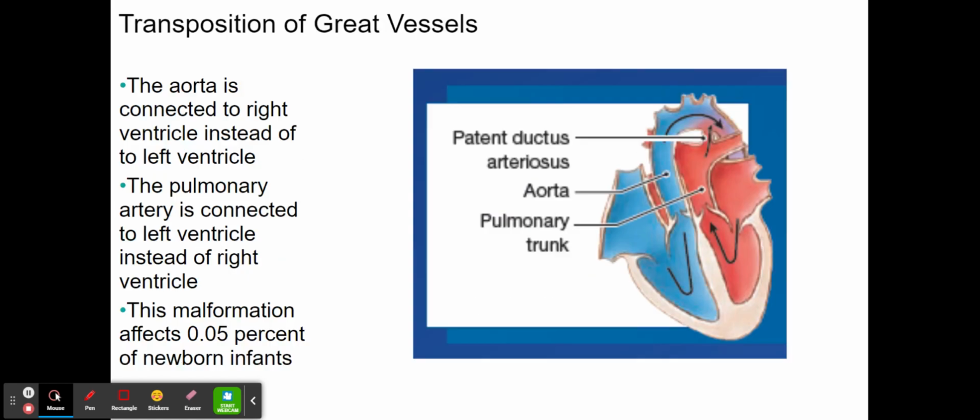In the transposition of the great vessels, the aorta is connected to the right ventricle instead of to the left ventricle, and the pulmonary artery is connected to the left ventricle instead of the right ventricle. This malformation affects about 0.05% of newborn infants.